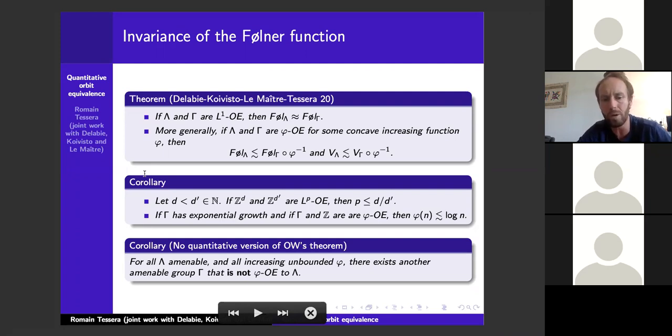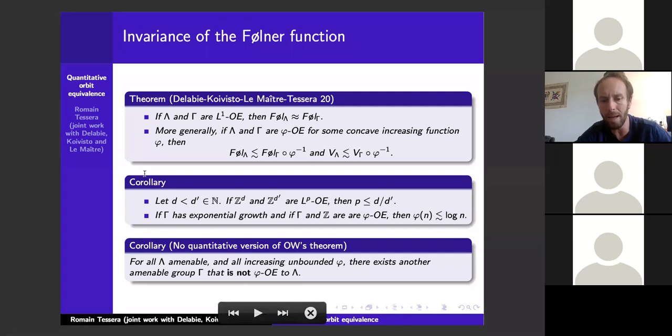So in particular, you can never be L1 or you can never be LP for any P smaller than 1. Okay. So that's pretty strong. And finally, here comes one of the main goals of what we wanted to do. As I said before, when you have an OE between two groups, there is always a function phi for which it is phi OE. Okay, you can always cook up a function phi. That's not a problem. But here we can give a converse to that.